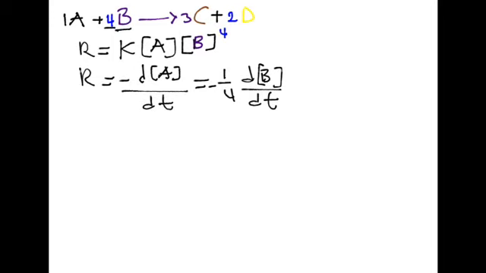When you go to the products, remember over there in the products we have C, and then we have D. So it is going to be the same process, but remember when I write the mathematical expression for products, it's going to be positive.